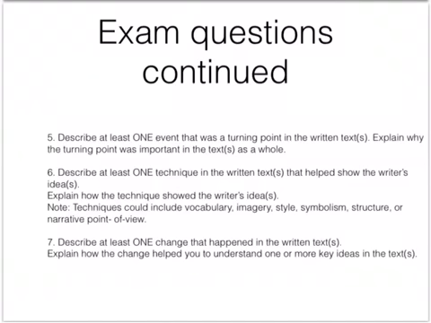Hit the pause button and see if you can do that same exercise of unpacking what these questions were asking. But have a very good look at number 6, because what they're asking there is for one technique in a written text that helped to show the writer's idea. So that's theme, but it is also very specific when they say technique. So you would have to be looking at things like style, and with style comes soliloquies, iambic pentameter, rhyming couplets, those sorts of things. So you'll really need to brush up on your techniques for that question.